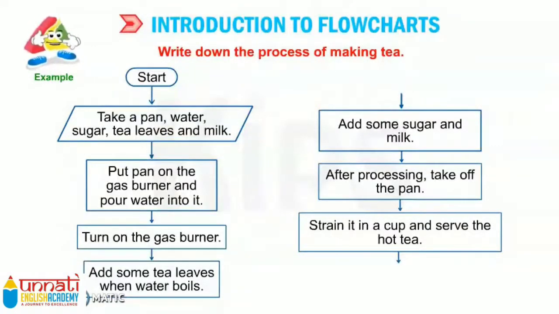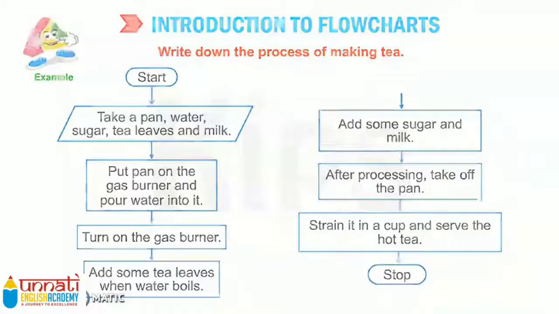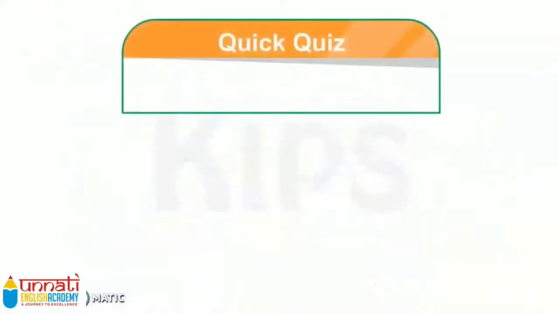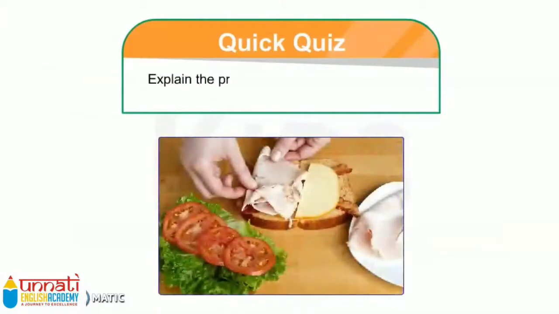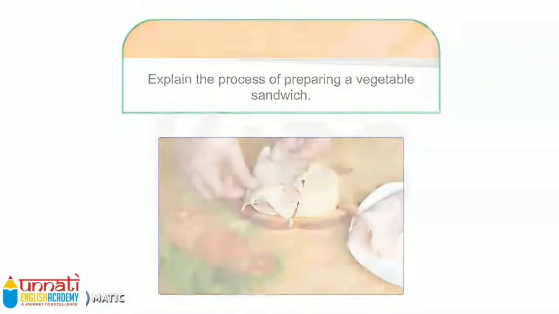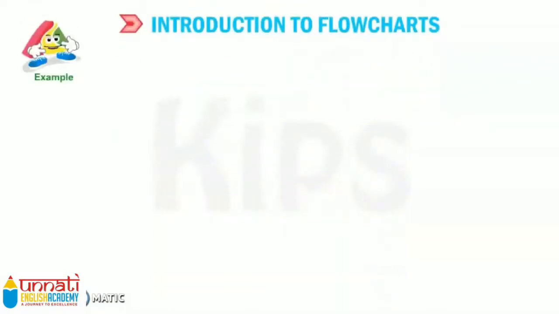Okay, so this way you can draw the flowchart, but you have to remember the boxes of the flowchart. Now here there is a quick quiz for you. Explain the process of preparing a vegetable sandwich. So how to do this? You will write it down on your own.